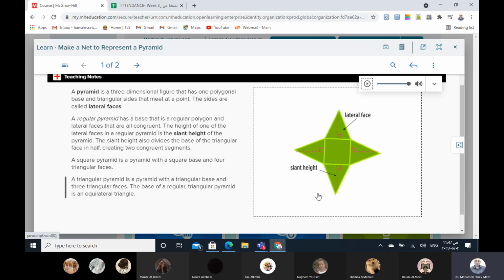In the face, as you see here, we have a height. The name of this height is slant height. This is the height of the face. So this is the meaning of the pyramid, the lateral faces, and the slant height.